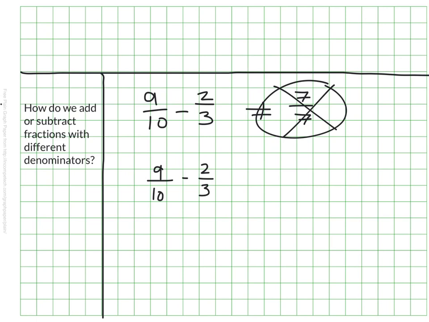So instead, we need to find our LCM, our least common multiple, of 10 and 3. And of course, we can do whatever strategy we need for that. But I know that 10 and 3 have a least common multiple of 30. And that's going to become my denominator. So I'm going to rewrite these fractions with 30s. So I'm going to put a 30 here and a 30 here.